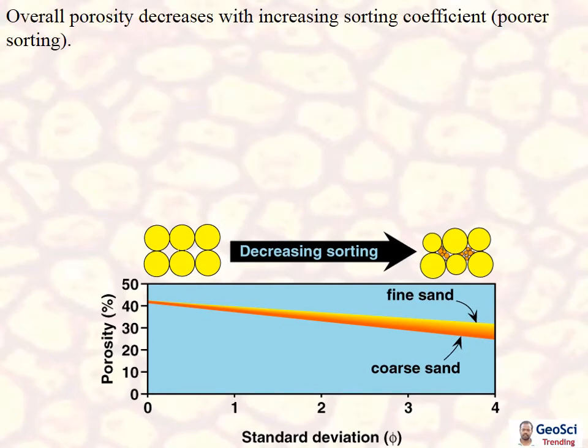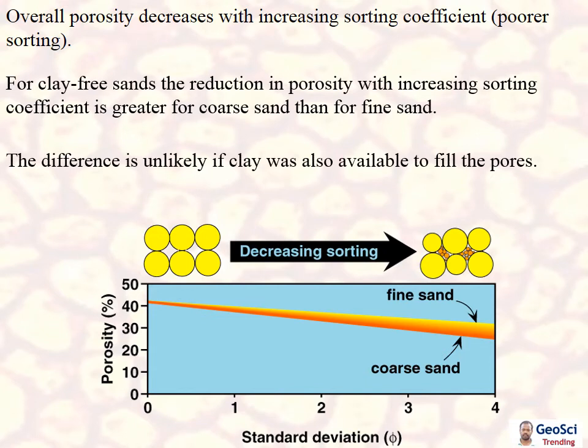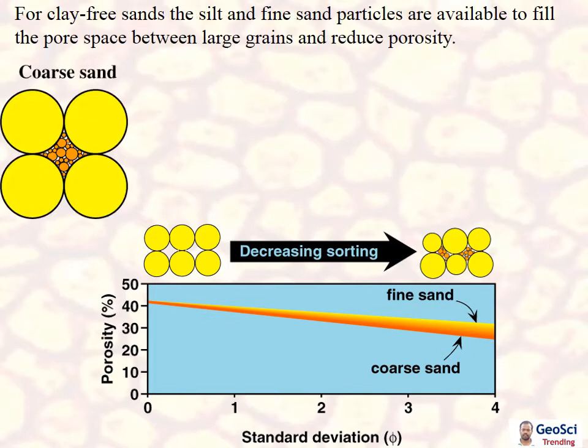The overall porosity decreases with increasing sorting coefficient. You can see in this figure the porosity versus standard deviation. For coarse sand settled at the bottom and fine sand above, the overall porosity decreases with increasing sorting coefficient. For clay-free sand, the reduction in porosity with increasing sorting coefficient is greater for coarse sand than for fine sand. The difference is unlikely if clay was available to fill the pores.